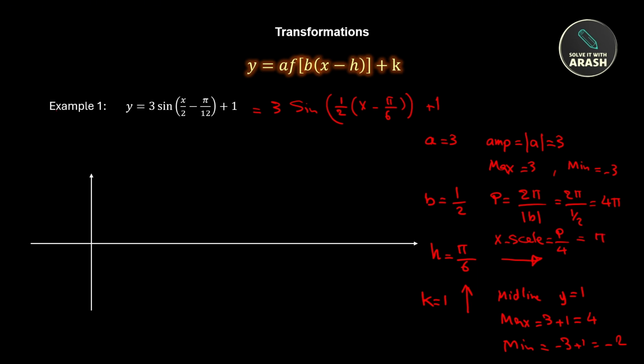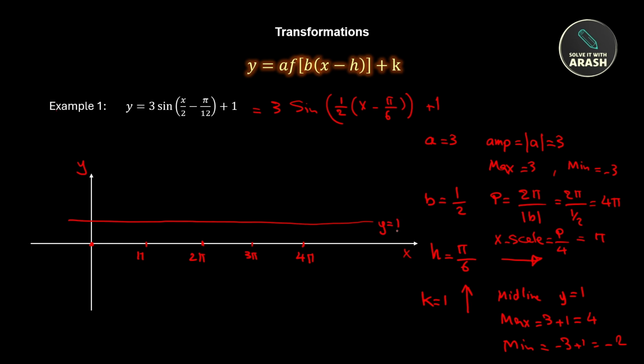Okay, now let's show x and y axes. I start by showing one period from 0 to 4 pi. The x-scale is pi, so I have 4 intervals: pi, 2 pi, 3 pi, and lastly 4 pi. There are 4 equal intervals. The midline is now at 1. So let's say this line represents the midline.